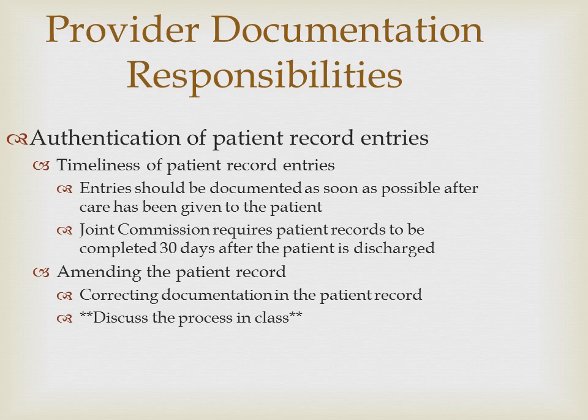So we're going to talk about now how those records are amended. So the very first step that you would do if you had to amend a record is draw a single line through the incorrect information, making sure that the original entry remains legible.